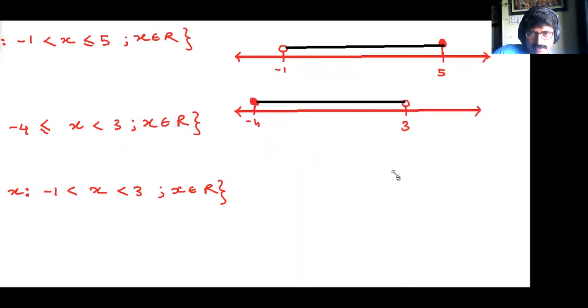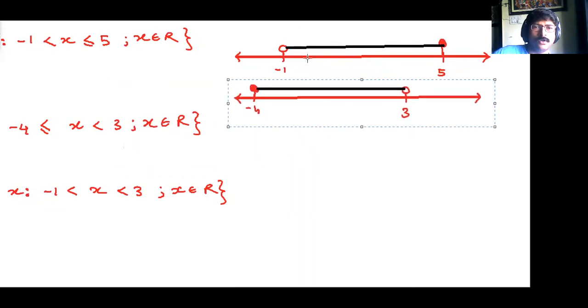Now if you'll see very carefully, what is the common part? Okay, we can shift a little up also. Or if you want, you can draw everything on one straight number line, so that there would be less confusion. So what is common between these two sets?